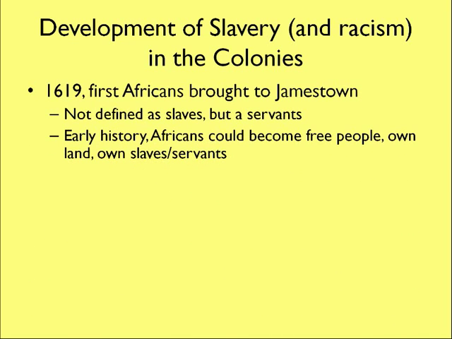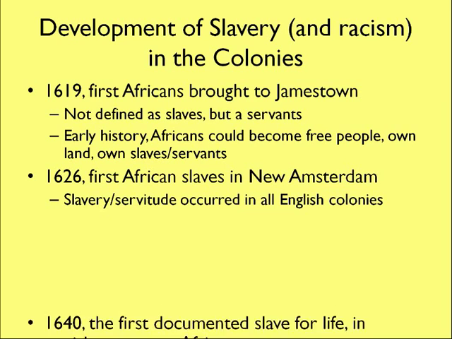The first Africans to come to what will be the United States come to Jamestown in 1619, but they're not defined as slaves or categorized as such. They're servants. They're equal to, say, a white English or Irish indentured servant. They're seen as the same. And early in Jamestown, Africans could become their own free people. They could own land, and own slaves themselves. And there were instances of Africans who'd been brought over as servants, earned their freedom, and then succeeded in life and had slaves of their own.